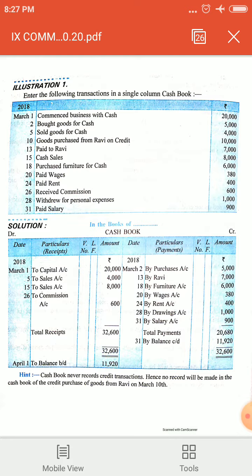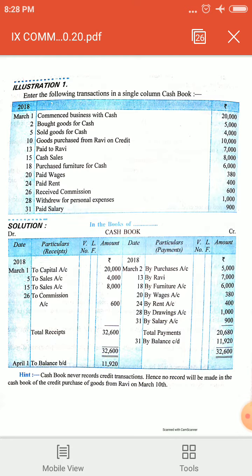Paid wages means wages account debit to cash. So cash will be credited, by wages. So by wages is written in the credit side, and rent is written in the credit side again because it is also a payment. And received commission means commission is received, that means cash account debit to commission. So cash is debited, by commission. And for personal use, when money is withdrawn it will be by drawing, and when salary is paid, salary account debit to cash, that means cash is credited by salary.